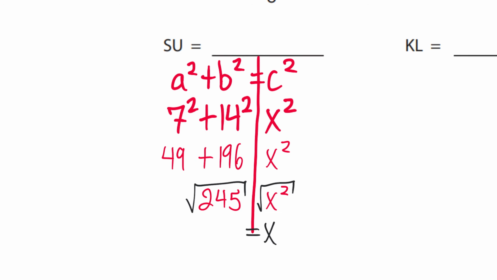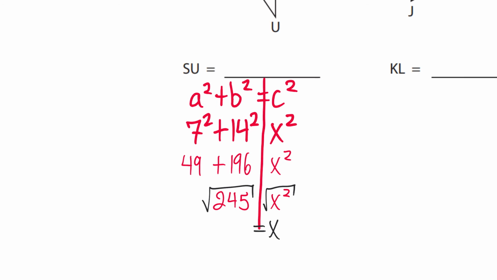I just don't like that phrase though, because inverse operations is really the better way to describe it. Anyways, we're just going to get a decimal on this. What's the square root of 245? 15.65. Okay, it is approximately 15.65. So 15.65 yards.